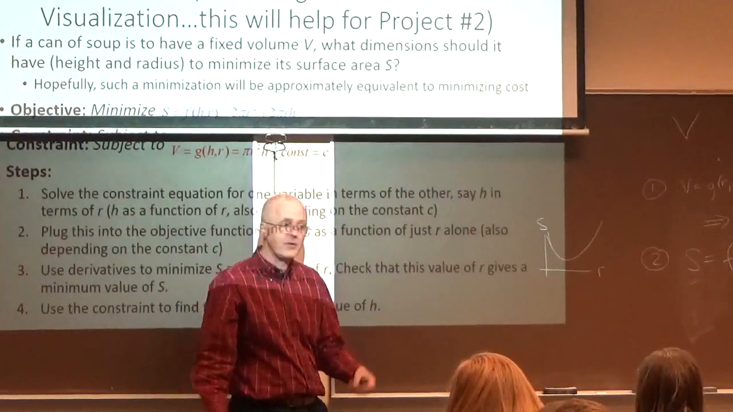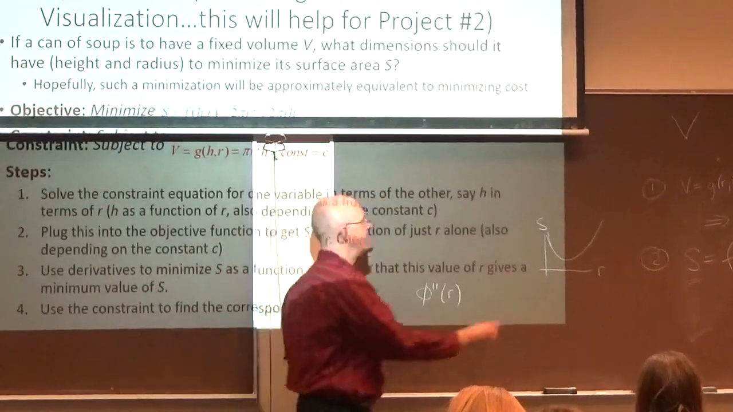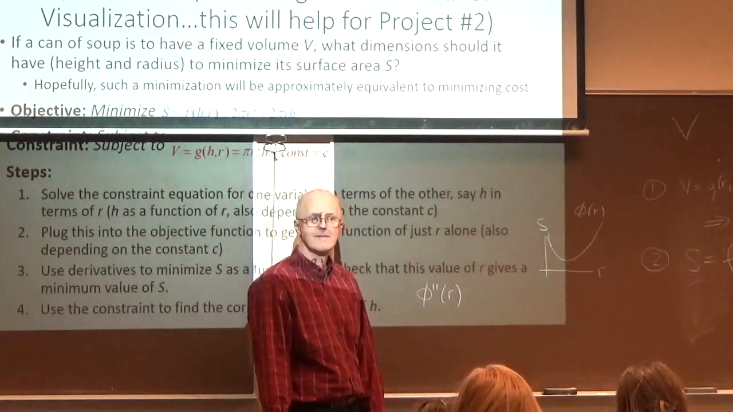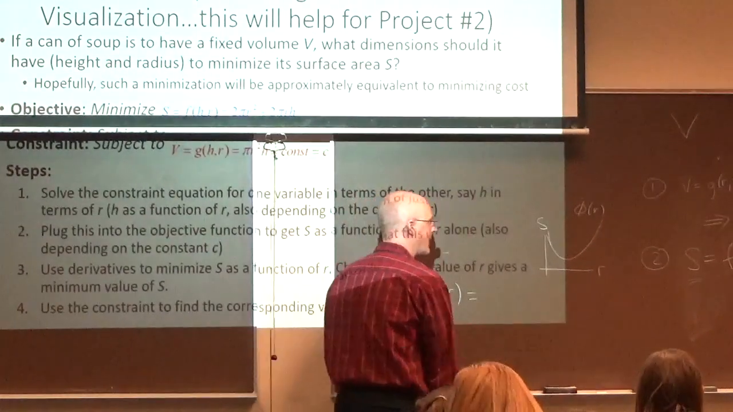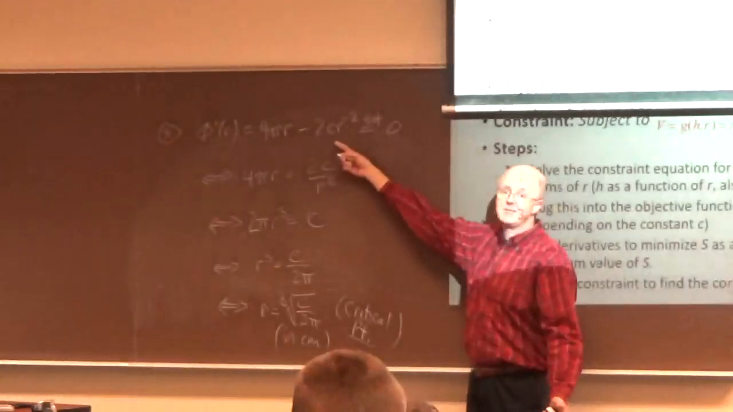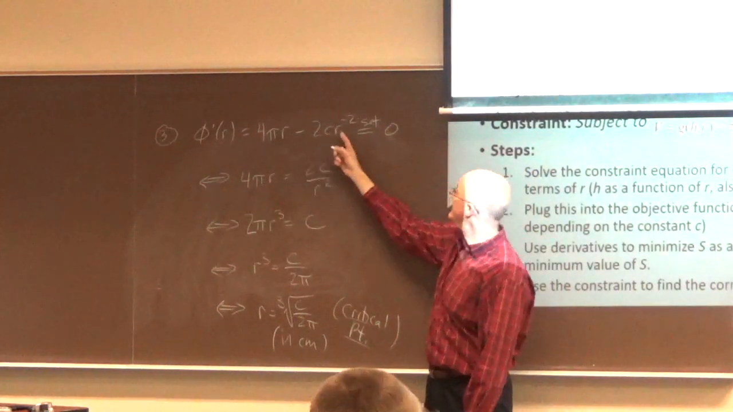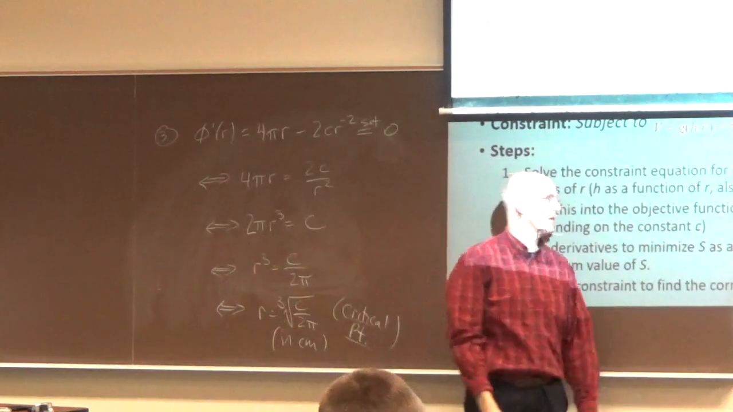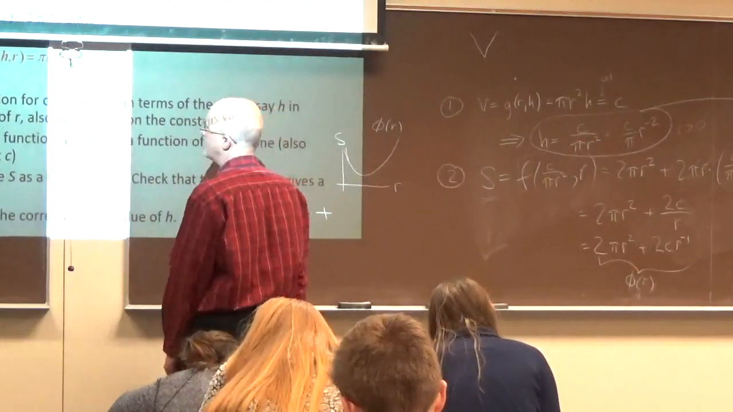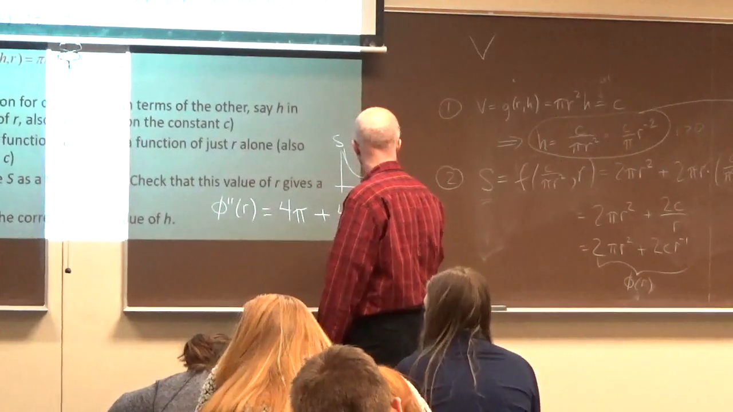Is it? Find the second derivative and see. Find phi double prime of r. This is the graph of phi, by the way. Phi of r. I already found phi prime over here. Differentiate again to find phi double prime. Differentiate that, you get 4 pi. Differentiate this, we need to bring the -2 down in front, subtract 1 from the exponent. If you do so, you're going to get 4 pi plus 4 cr to the -3 power.